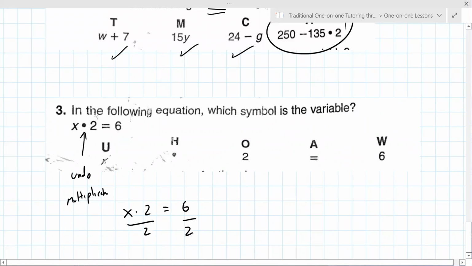Oh, I'm sorry. We're not even doing that. They just want to know which symbol is the variable. The variable is x. So you don't even have to solve it. So I guess there's an x under u, maybe. Yeah, there should be. On your scan, maybe. Yeah, there is.